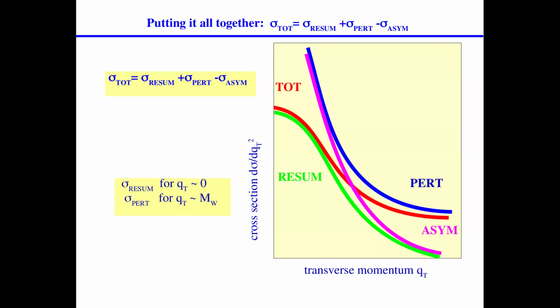And so basically, the full cross-section will be an interpolation. Down here, I want the resum result. Out here, I want the perturbative result. And then there's a little bit of freedom in how you put that together. But the net result, putting all that together, allows me to get a good representation of the cross-section across the whole space.